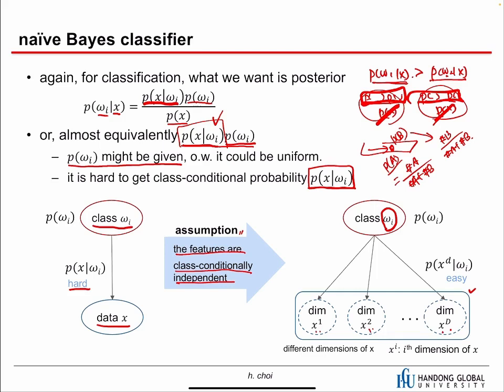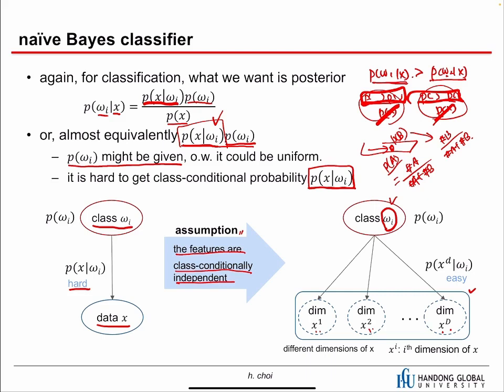Usually that's not the case, but when the class is given, when the class is conditioned, under this condition these dimensions are independent. That's the assumption of the naive Bayes classifier. Sometimes this assumption is good and makes sense, but sometimes it doesn't make any sense. If it doesn't make any sense, then the naive Bayes classifier is not working at all.